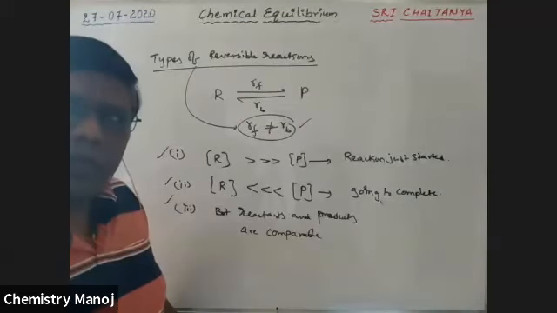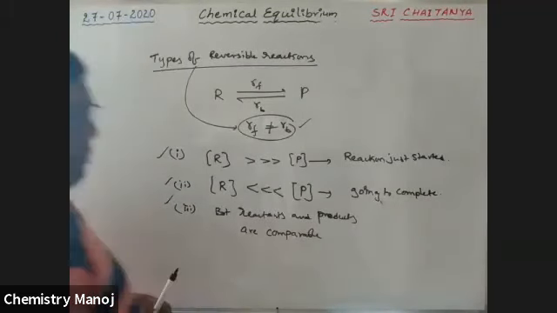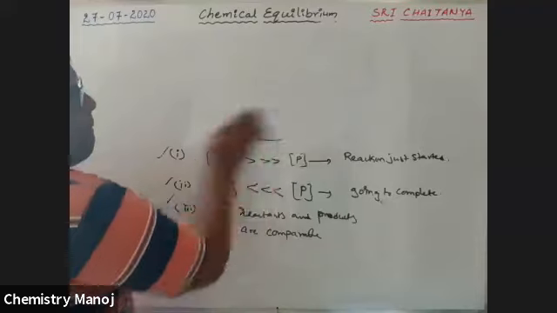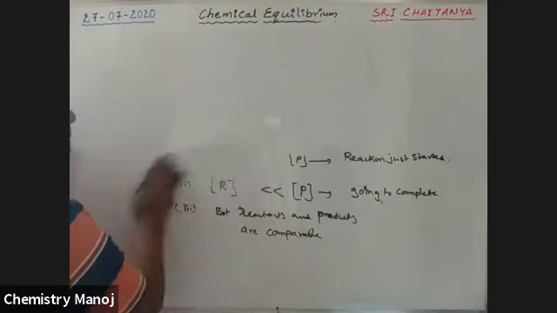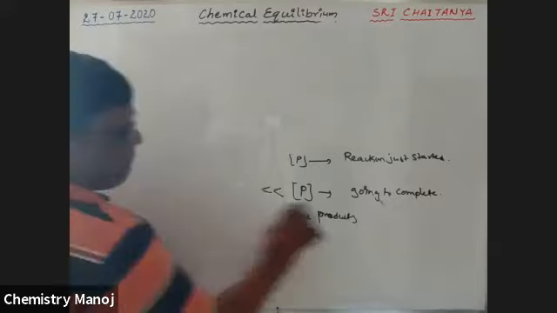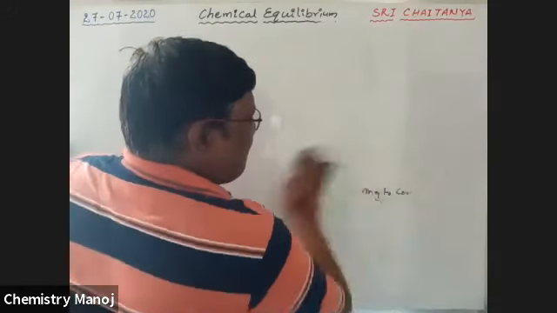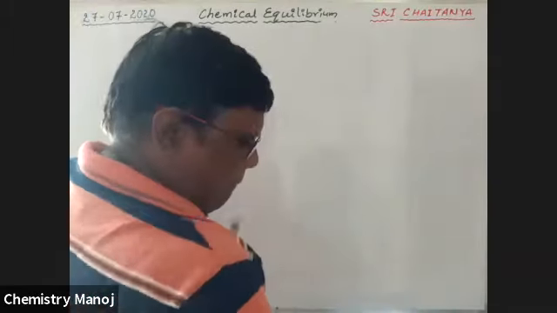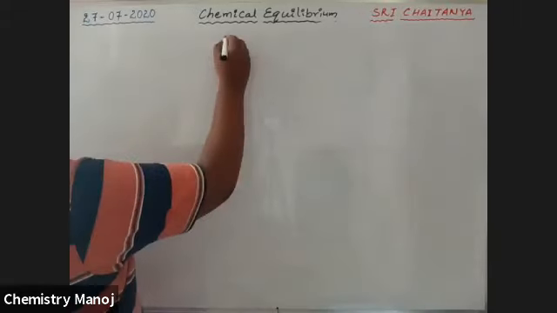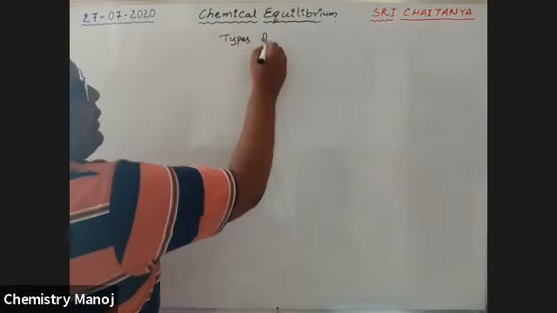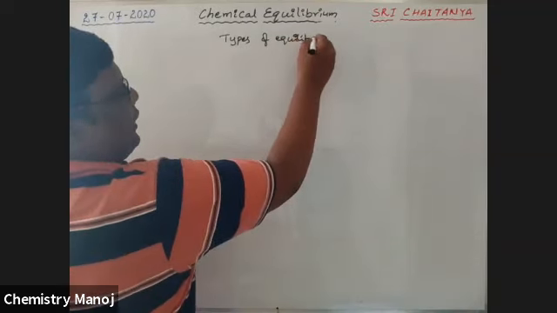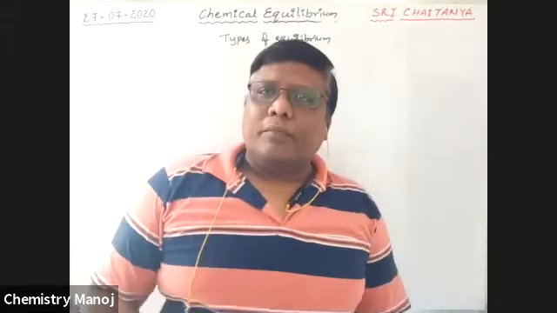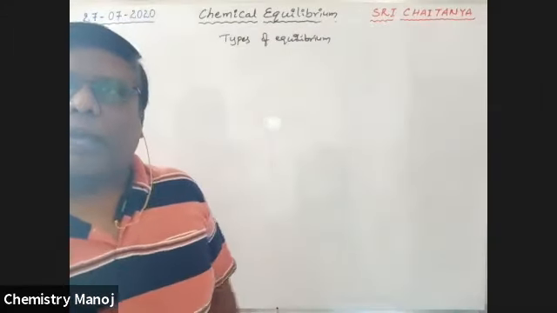Now I am taking types of equilibrium. So what is equilibrium? The state at which the rate of forward reaction is equal to the rate of backward reaction.